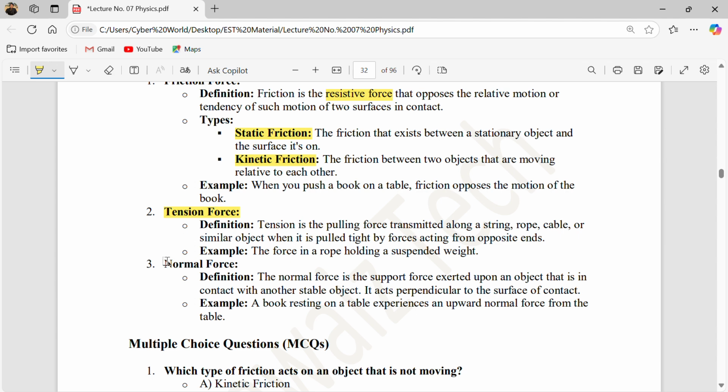Normal force. What is normal force? The normal force is the supporting force exerted upon an object that is in contact with another stable object. It acts perpendicular to the surface of contact. Always remember this: the normal force always acts perpendicular. For example, a book resting on a table experiences an upward normal force. If there is a table and a book lying on it, the normal force on the book resting on the table is always upward.